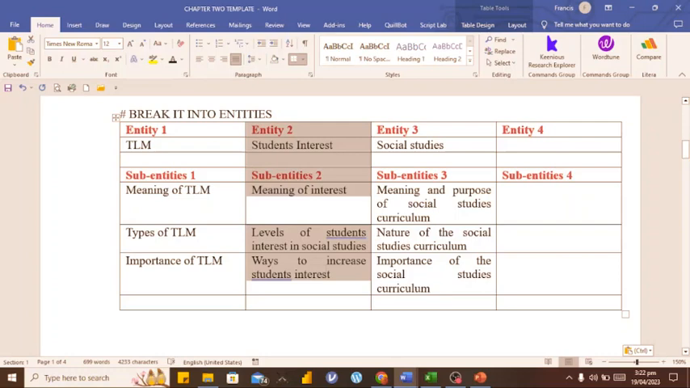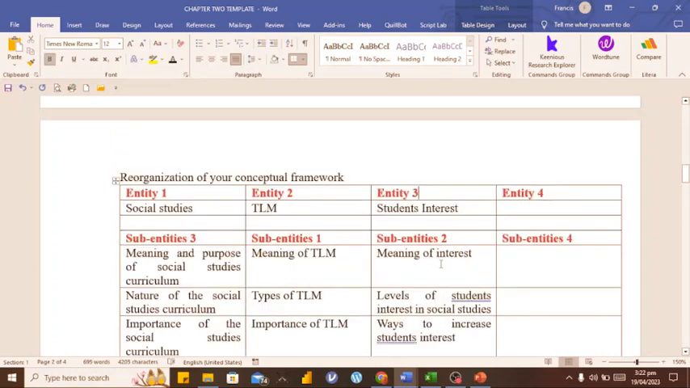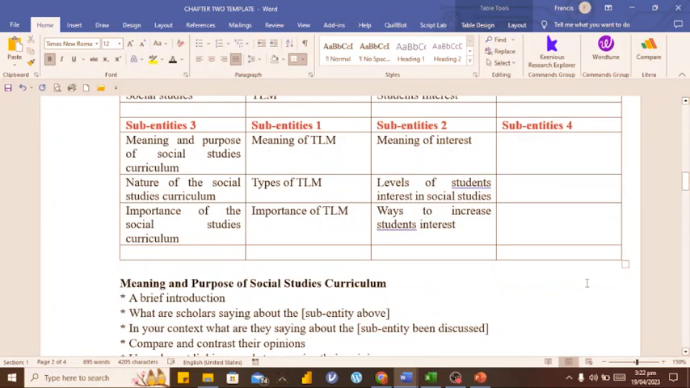You have to reorganize it yourself. So yes, this one will become entity 3. So that is it. So you talk about meaning of interest, levels of student interest in social studies, ways to increase students' interest. So you discuss all these concepts broadly, and these are the procedures that you go through in discussing all these things. We will do an example here.